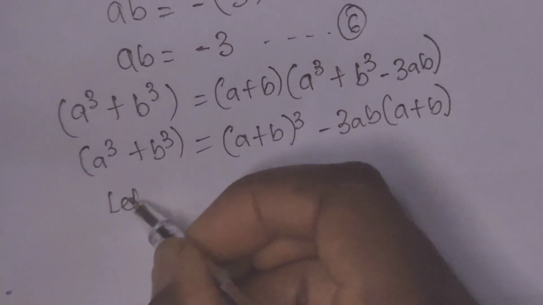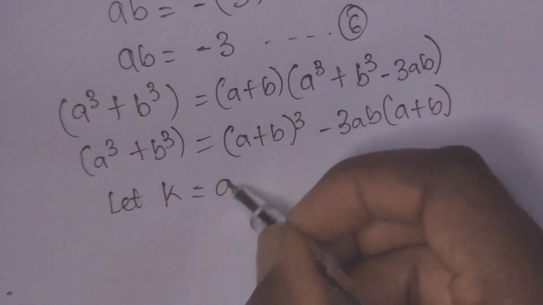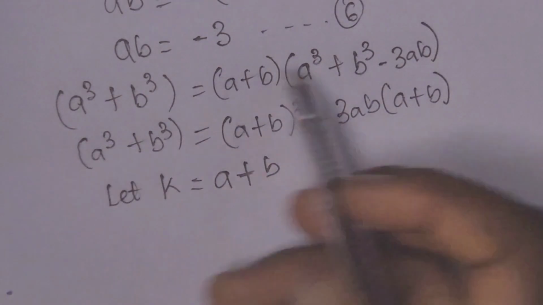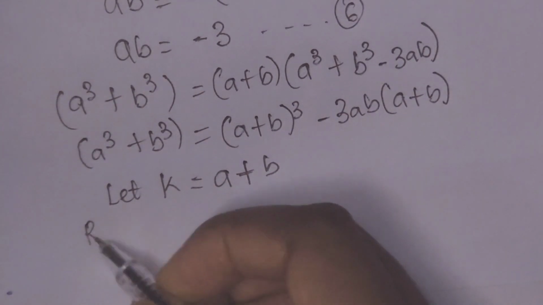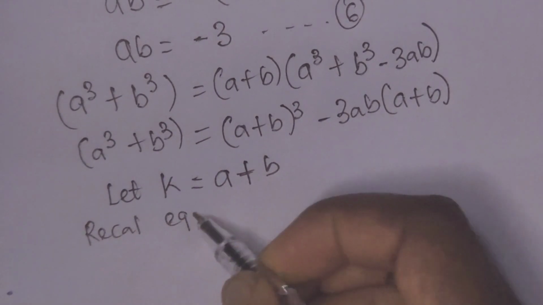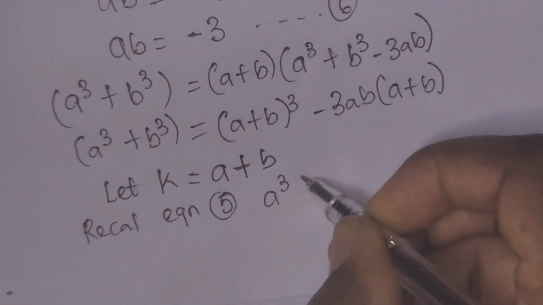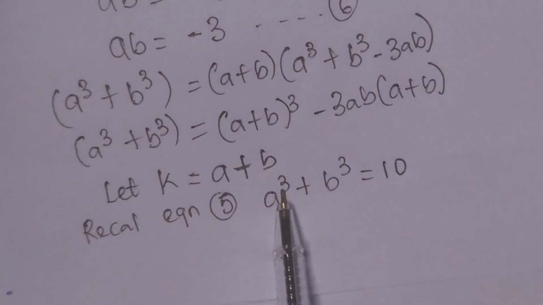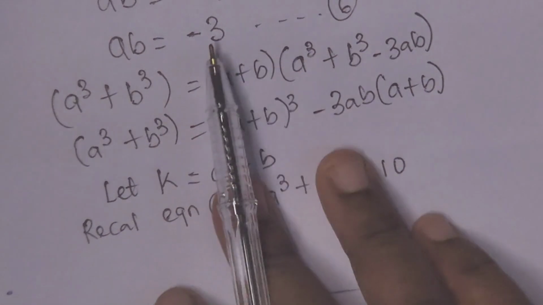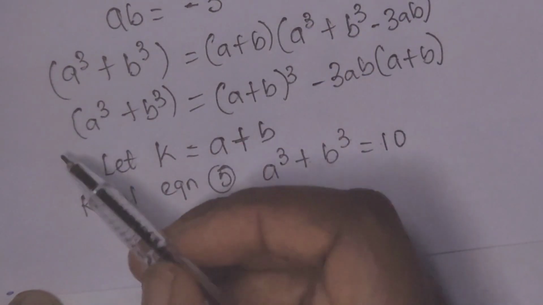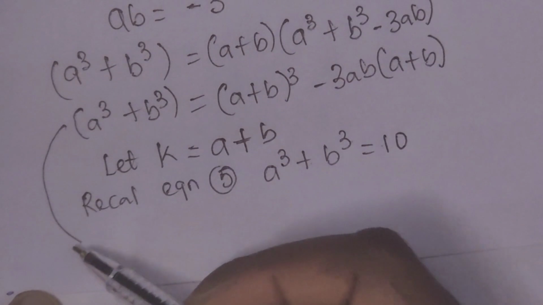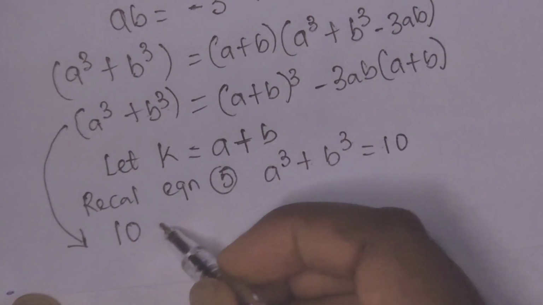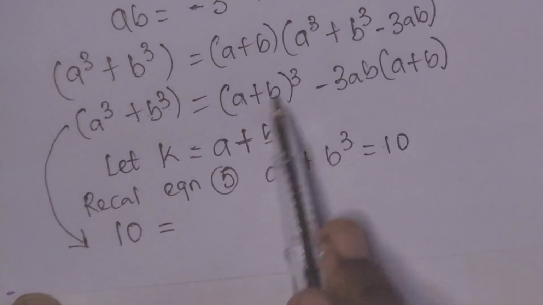Let k be equal to a plus b. If k is equal to a plus b, let's recall equation 5. A cube plus b cube equal to 10. So our a cube plus b cube is equal to 10. That means this equation, a cube plus b cube is 10, we have 10 equal to, our a plus b is k.